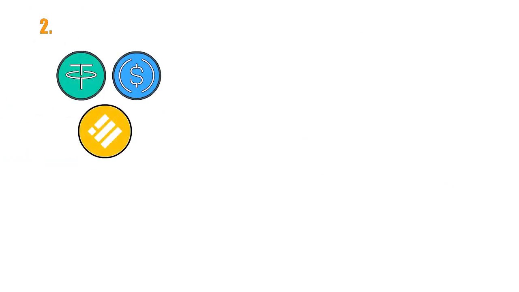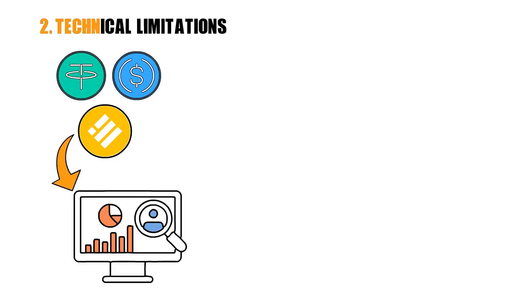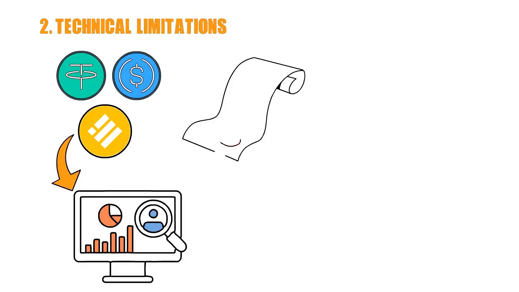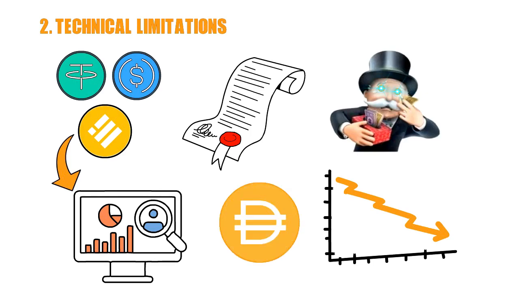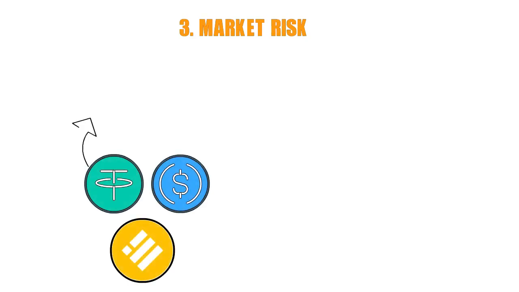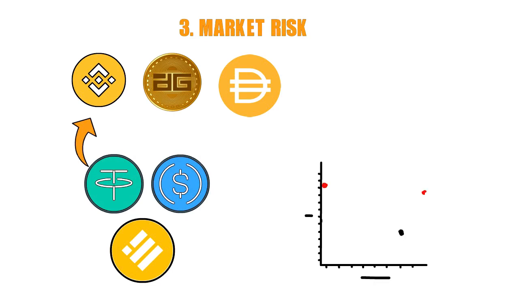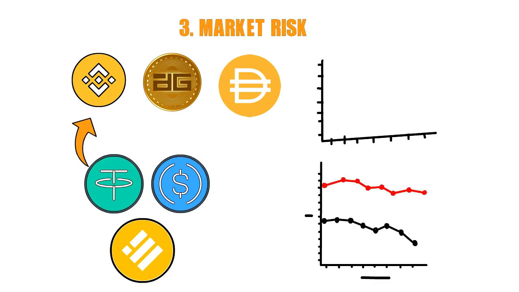Second, stablecoins that rely on algorithms can be subject to technical limitations. Bugs or vulnerabilities in the smart contracts that underlie the algorithm could lead to the failure of the algorithm, which could result in a loss of value for the stablecoin holders. Stablecoins can also be subject to market risk. If the stablecoin is tied to a volatile underlying asset, such as a cryptocurrency or commodity, the stablecoin's value could decline if the price of the underlying asset falls.